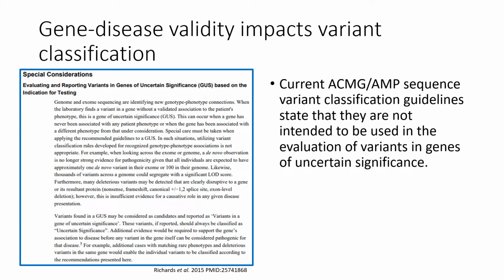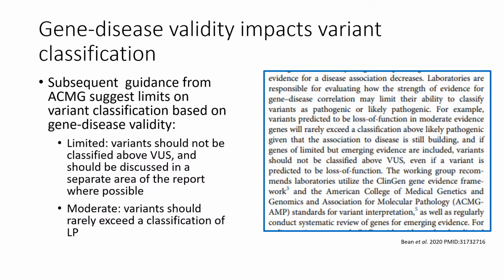The 2015 ACMG AMP sequence variant interpretation guidelines explicitly state that they are not intended to be used to evaluate variants in genes of uncertain significance, and that variants in these genes should always be classified as variants of uncertain significance. When there's little supportive evidence for the gene-disease relationship, we can't assess the types of evidence we need in order to make a variant classification.